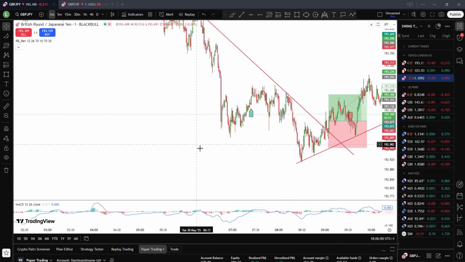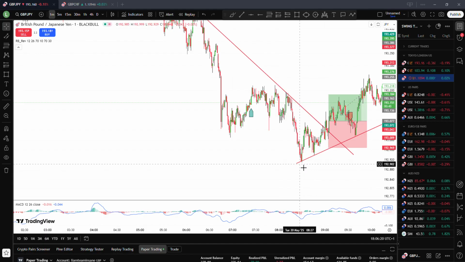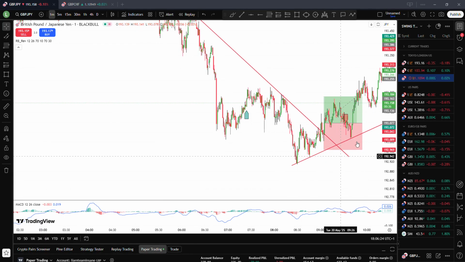We're new to the scene and I want to show you what a day it could have been yesterday on GBP, pound yen. As you can see here, I've got a downwards trend line, and we started to pull back towards it. We crossed over the trend line and we opened up this trade.